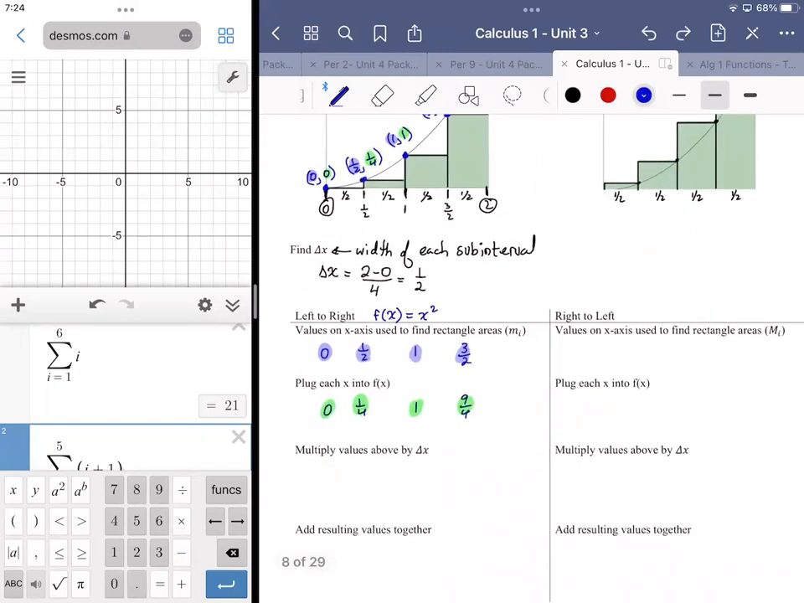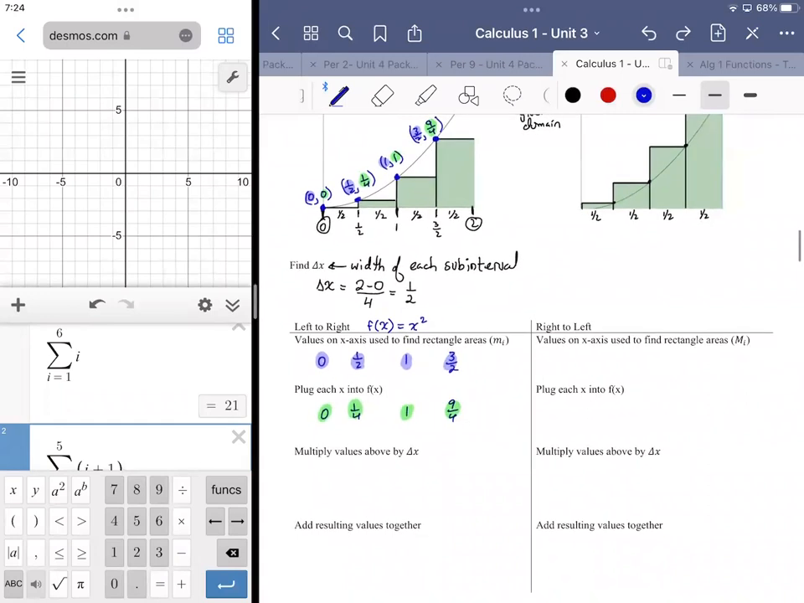So when I say multiply the values above by delta x, I'm saying when my delta x is 1/2, I'm taking each one of these values and multiplying it by 1/2. I'm going to get 0, 1/8, 1/2, and 9/8. And then I would just add all those up.